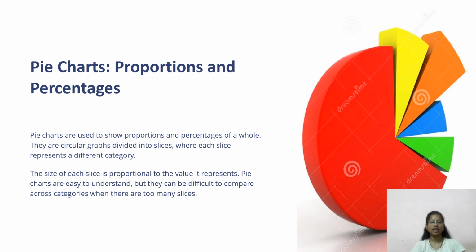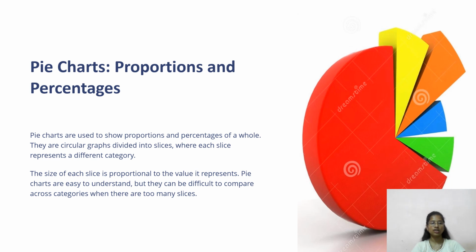Coming to the pie charts. Pie charts are used to show proportions and percentages of a whole. They are circular graphs divided into slices, where each slice represents a different category. A pie chart is sometimes called a circle chart. It is a way of summarizing a set of nominal data or displaying the different values of a given variable, for example, the percentage distribution. This type of chart is a circle divided into a series of segments, and each segment represents a particular category. The pie chart helps to organize and show data as a percentage of a whole.